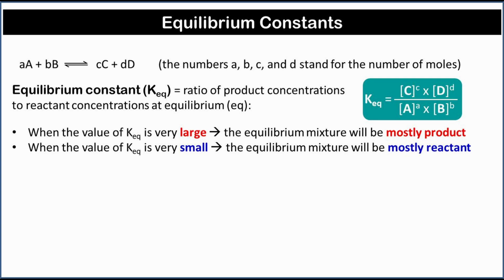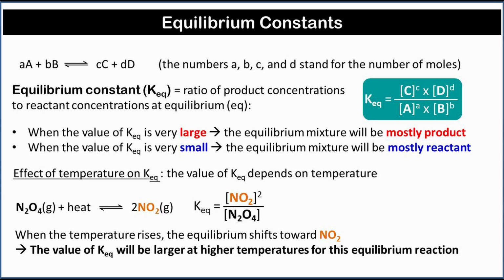A large value of the equilibrium constant tells us that the equilibrium mixture will be mostly product. A small value of the equilibrium constant tells us that the equilibrium mixture will be mostly reactant. Important remark: the value of the equilibrium constant depends on the temperature.